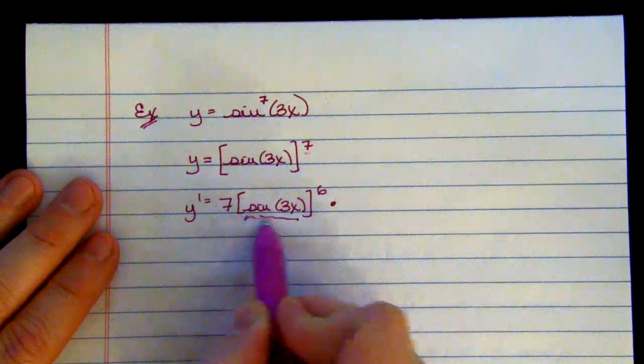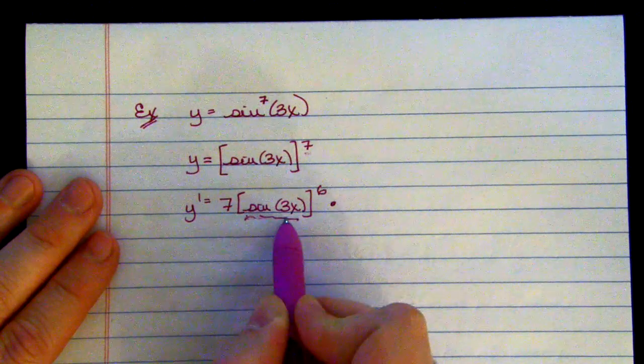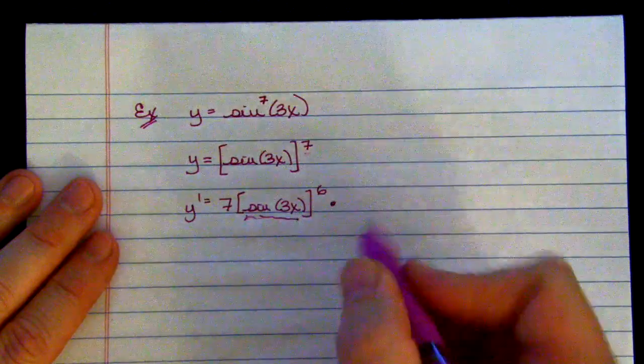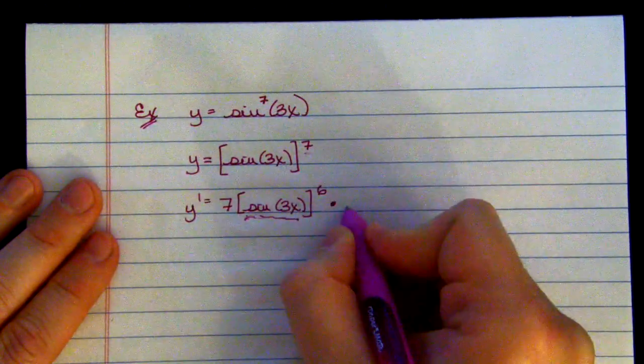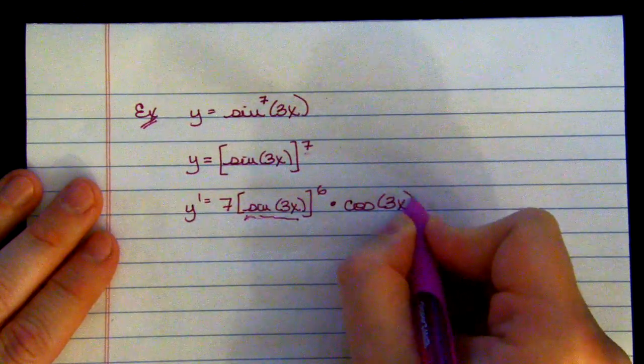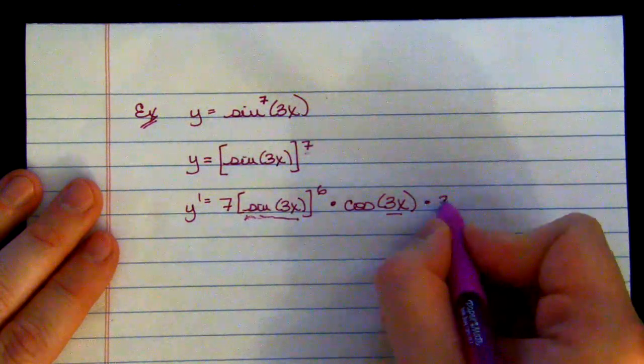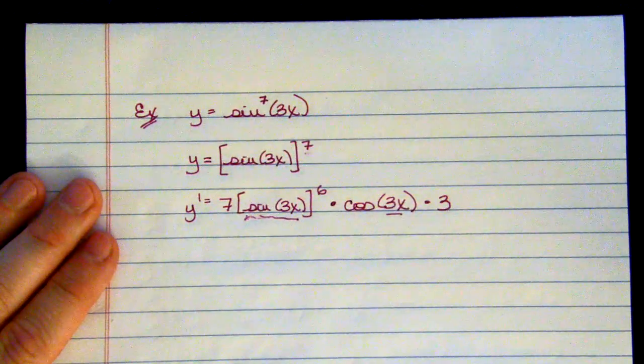As far as sine 3x goes, there are two parts to this. The outside part is the sine. Inside that I have a 3x. Chain rule says the derivative of sine 3x should be cosine 3x. And then I need to multiply by the derivative of the part that was inside that, so times 3.